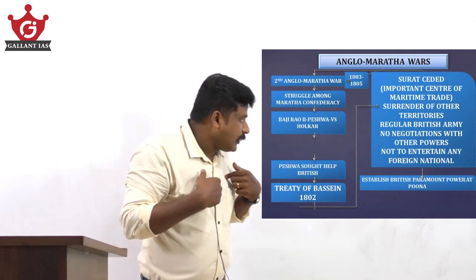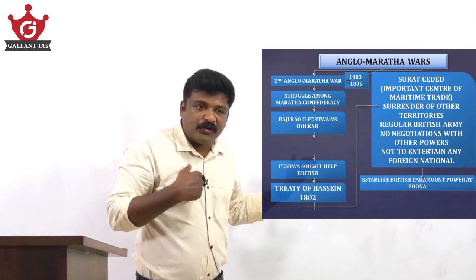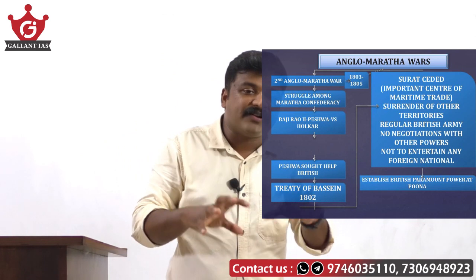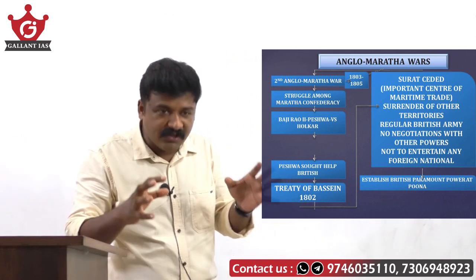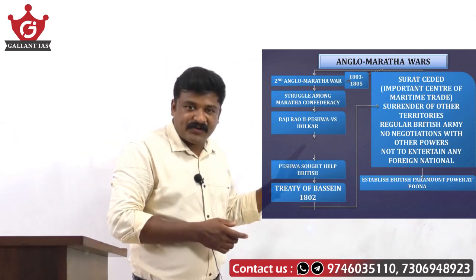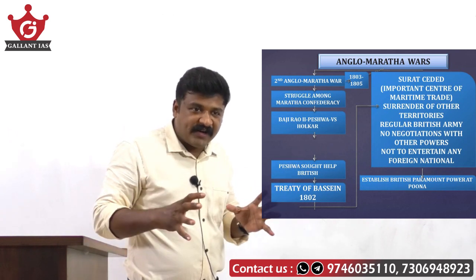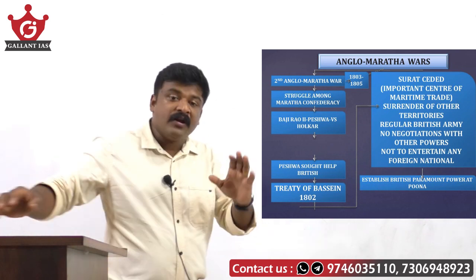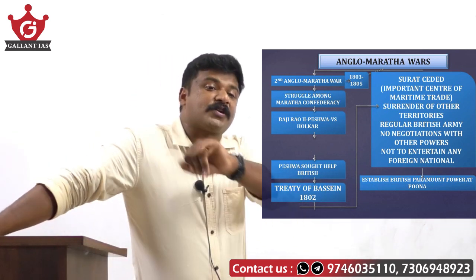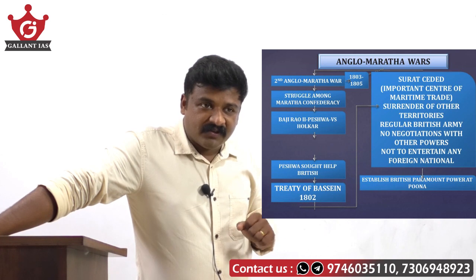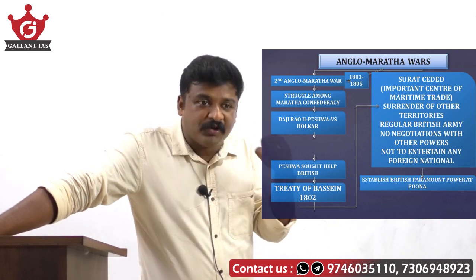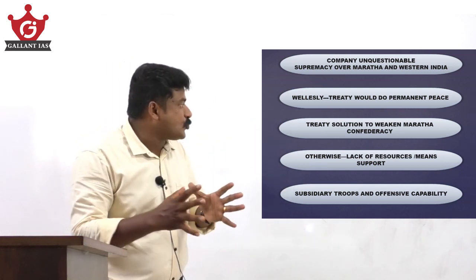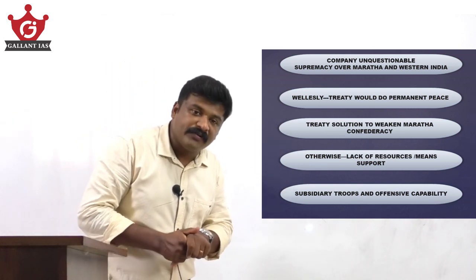So this Treaty of Basin helped the British establish their paramountcy or sovereignty over the Marathas and Western India through this subsidiary alliance. Through it, they got revenue control of Western India, with many territories and their revenue administration handed over to the British. From a resource point of view, it made them super strong, and the Company got unquestionable supremacy over Western India and the Marathas.